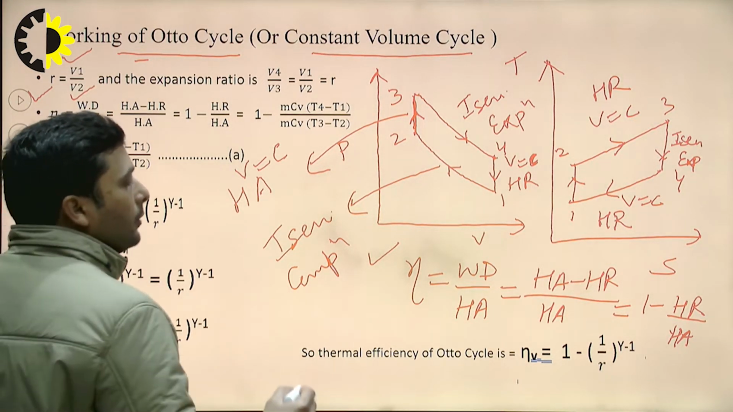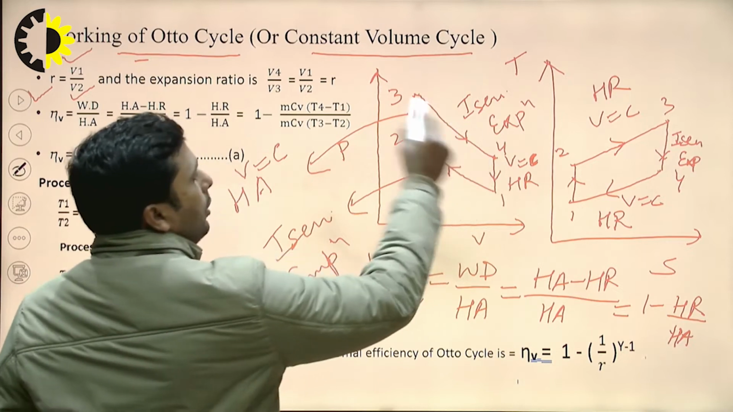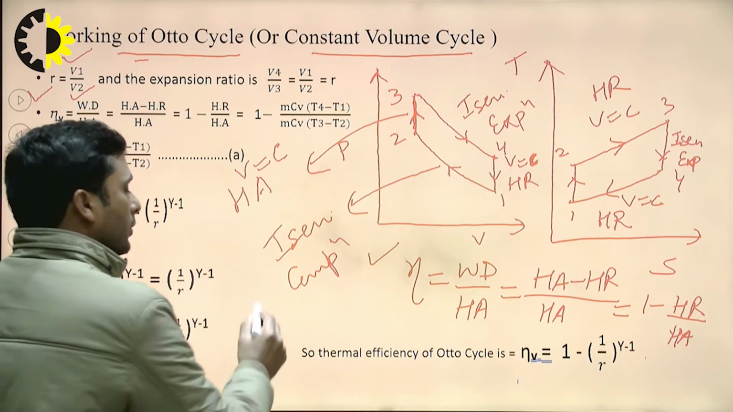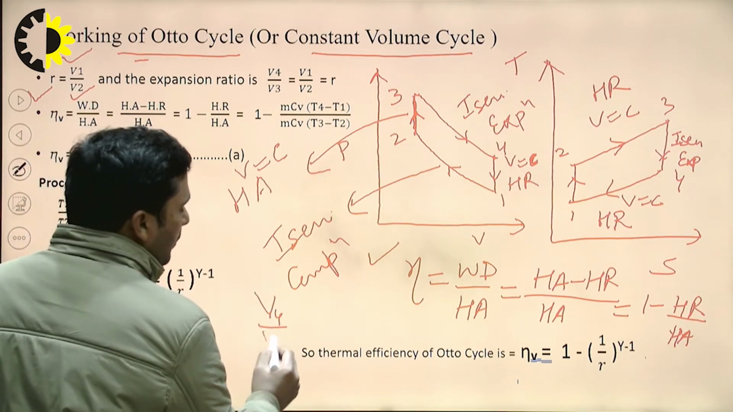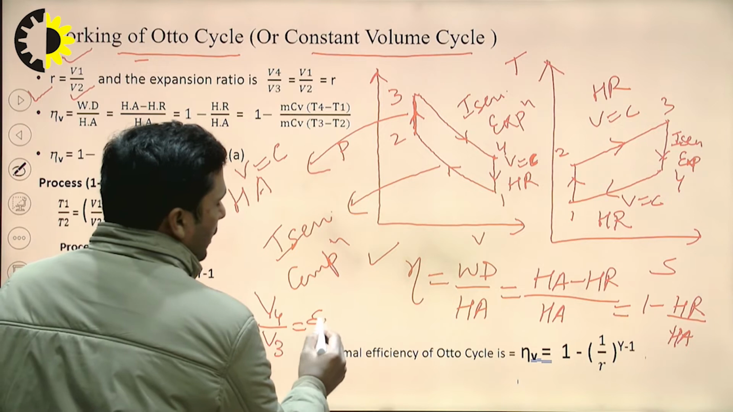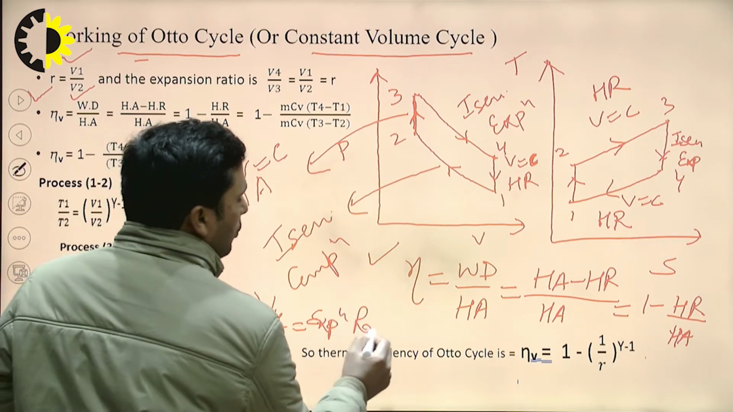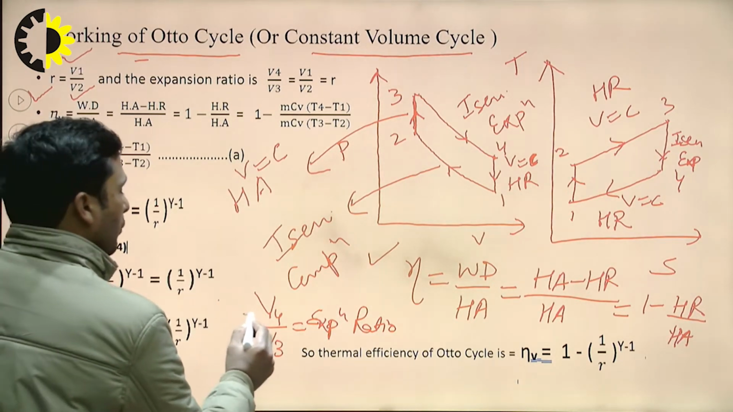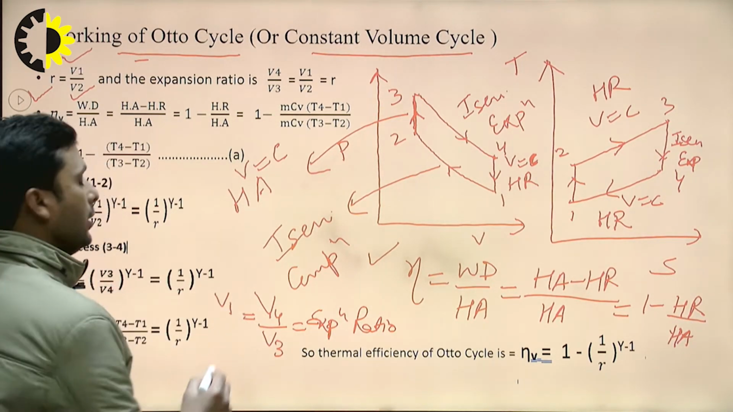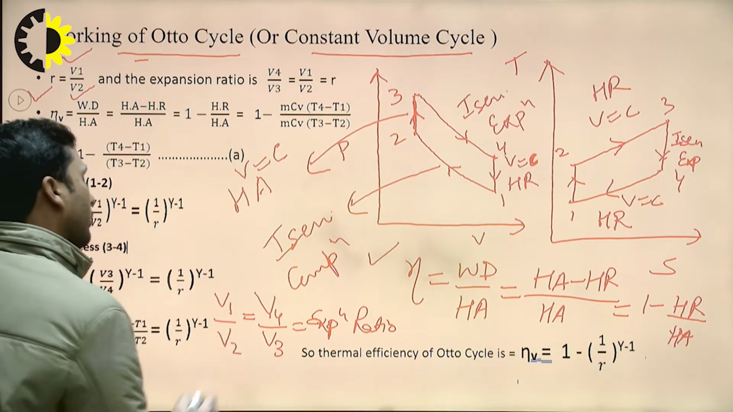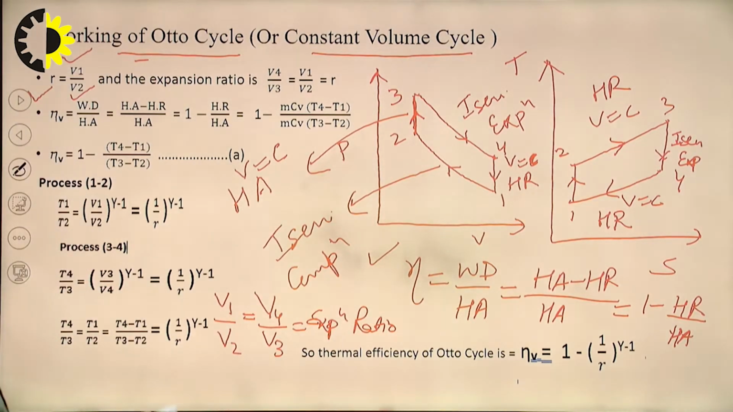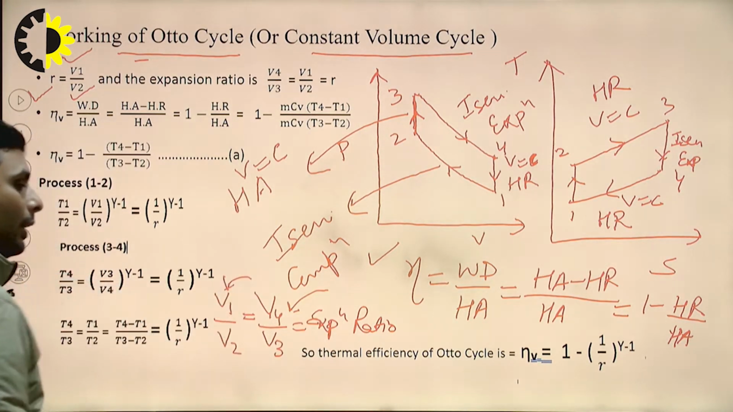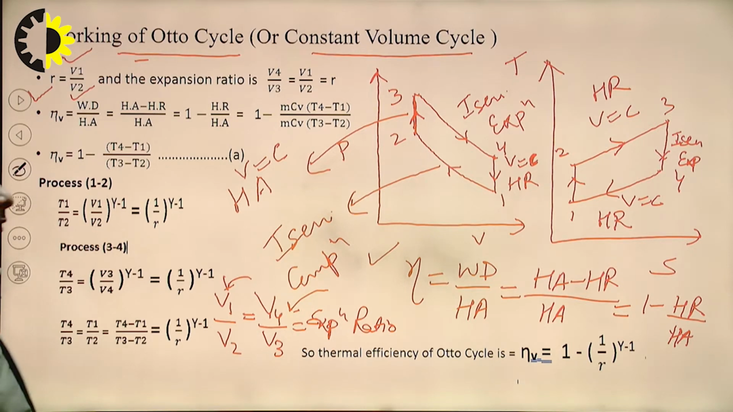And similarly, expansion ratio: we know that process 3 to 4 is the isentropic expansion process. So the ratio of volume during the expansion process, V4 by V3, is known as expansion ratio. And from the PV diagram, V4 is equal to V1, and V3 is equal to V2. And we already know that V1 by V2 is the compression ratio. So V4 by V3, that is the expansion ratio, is equal to compression ratio. So we can say that in case of the Otto cycle, compression and expansion ratios are the same.